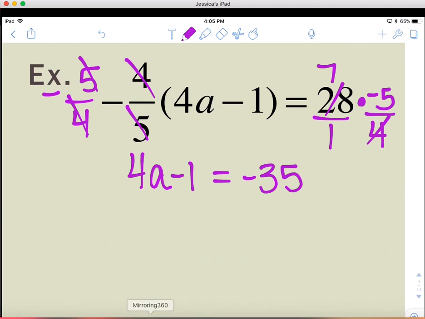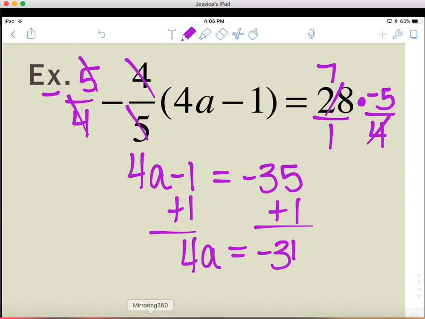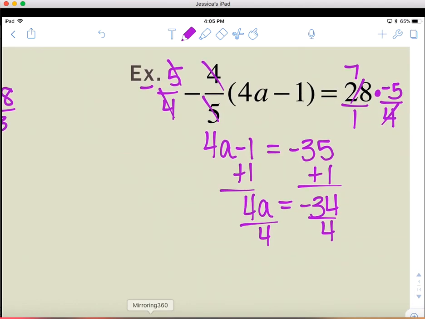Now it's time to get a by itself. So my first step is to add 1 on both sides. And when I do that, I get 4a equals negative 34. From here, I'm going to divide by 4. And when I do that, I'm going to get a fraction or decimal. As long as you simplify your fraction, you can leave it in fraction form. So in this case, I'm going to reduce that to negative 17 over 2.